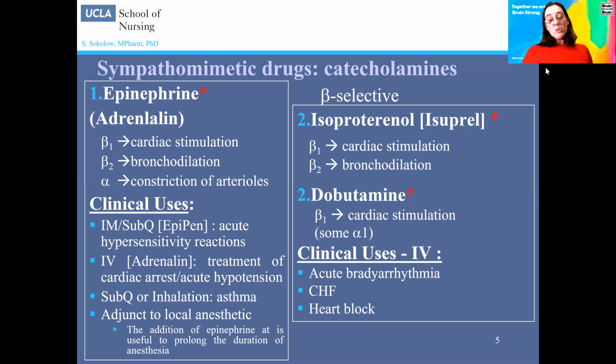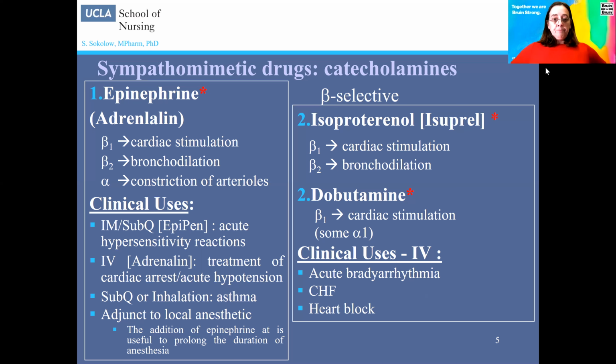But because it's the natural ligand, it will also bind to the beta-2 receptors on the lung and induce bronchodilation. And then alpha receptors cause constriction of the arterioles. So the EpiPen is used for emergency situations, for people who have an anaphylactic shock reaction, where there is an important vasodilation caused by a large release of histamine. If you give an EpiPen, it will constrict all the vessels and prevent that vasodilation shock.